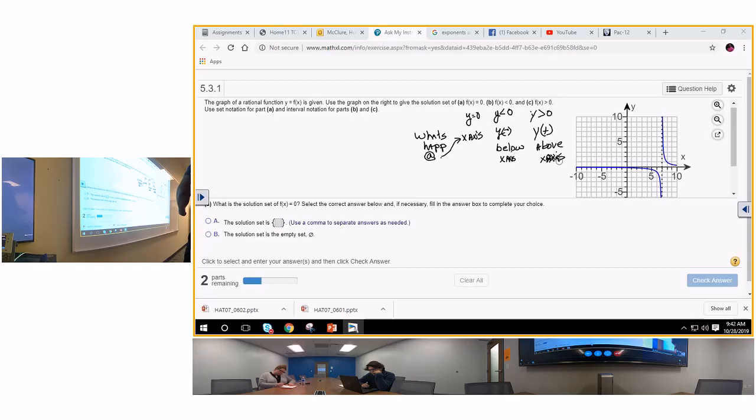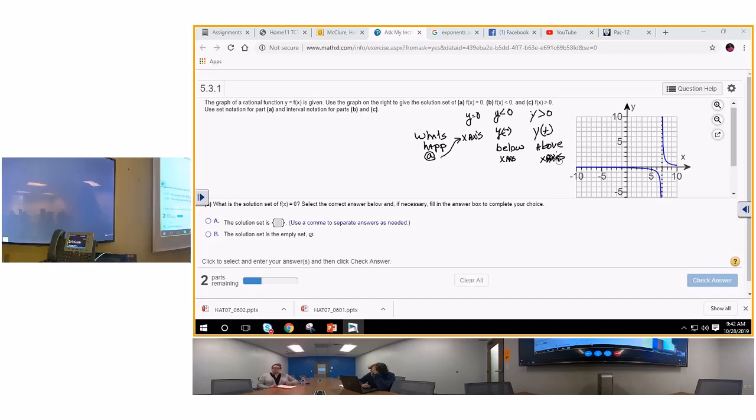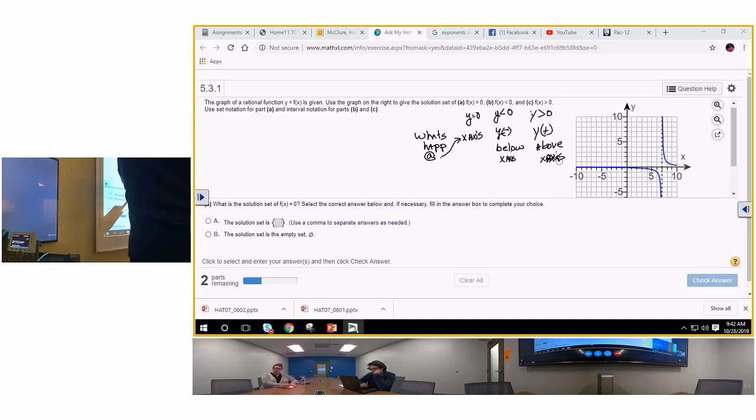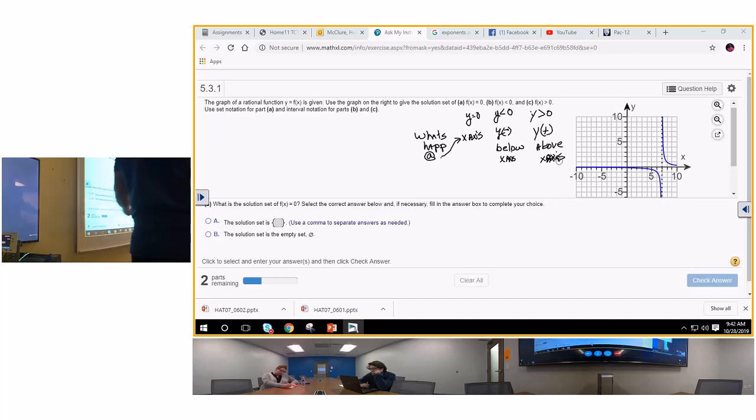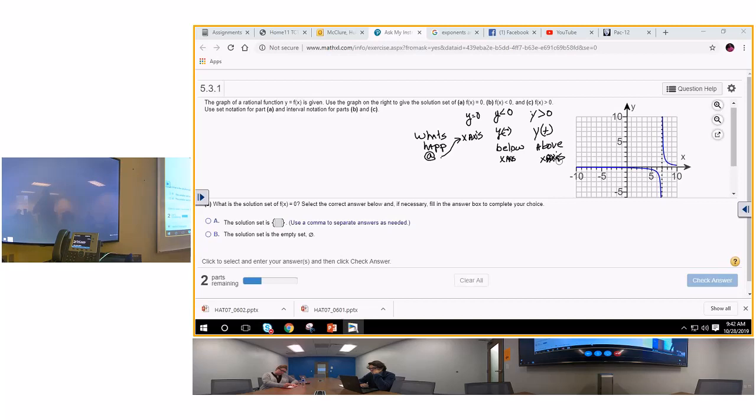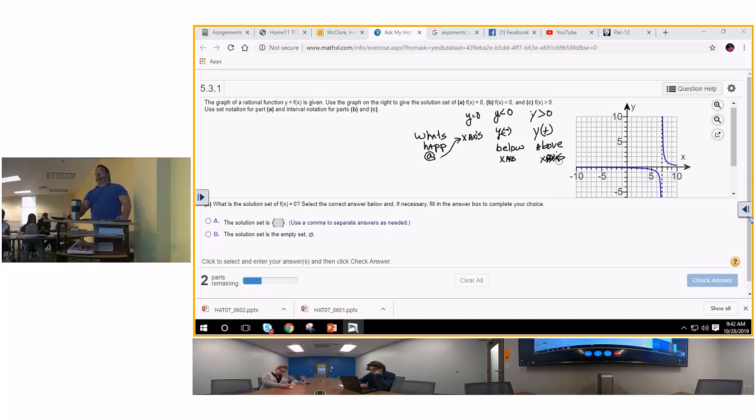It's non-existent. You can't touch the x-axis. So that means the x-axis does not exist, or it is a horizontal what? Asymptote. So what would you put for the x-axis? No. The solution is a what? Empty set. Because it doesn't. Do you touch the x-axis? Yes or no? No. So if you can't touch it, you can't put a number on it. So I would say the answer to that is B.